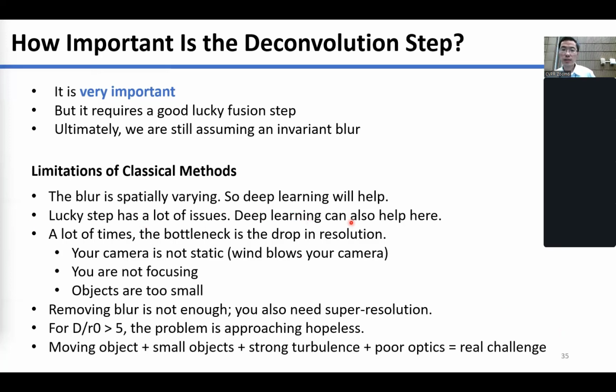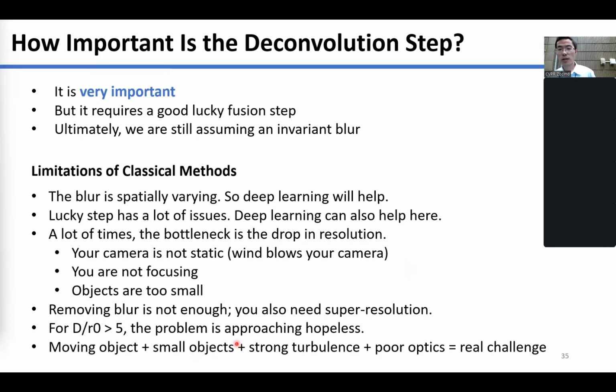Limitations of classical methods: the blur is still spatially varying. It's just spatially varying a bit. So you still need to use deep learning techniques to overcome those bottlenecks. Lucky steps has a lot of issues. You can see how difficult that problem is. A lot of problems with camera captures, image capture.